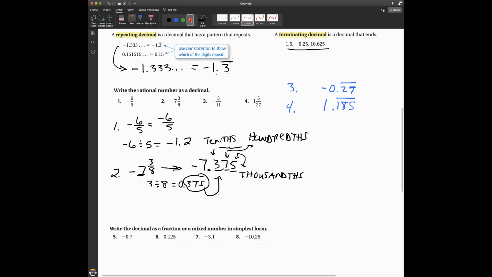Okay, I'm gonna put this in red. You can't do stuff like this. This is not a repeating decimal. Let me see if I can do one. 6, and then if I put a 4 here. Okay, that's not a repeating decimal.